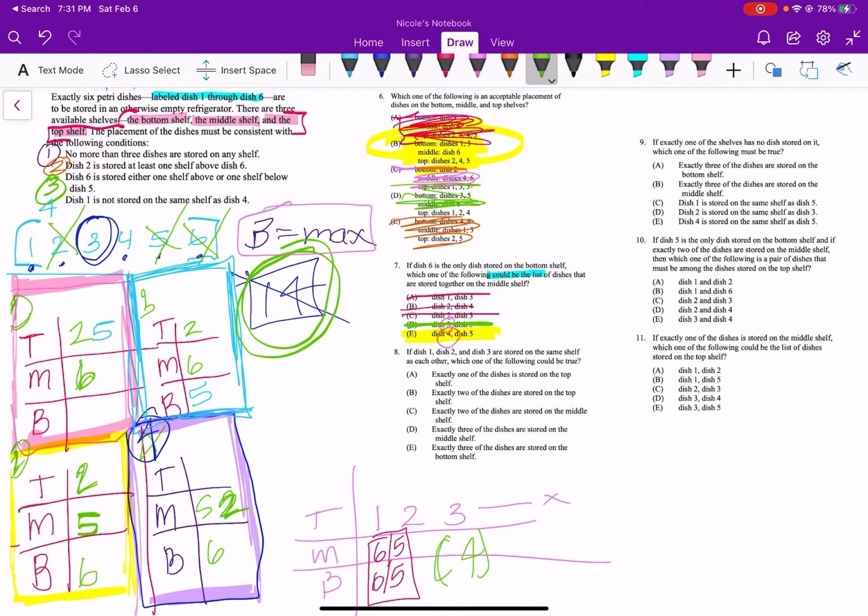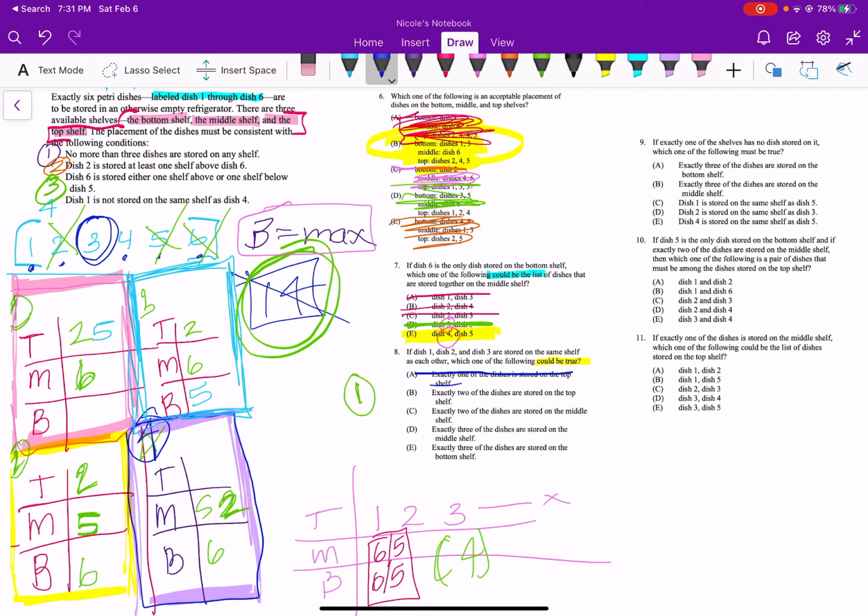So this is a could be true question. So that means that 4 of our answer choices, it's saying which of the following could be true. So only one of these could actually happen. The other 4 could not. So if it could not happen, we want to cross it off. So A says exactly one of the dishes is stored on the top shelf. Well, that could not be true because we know that there has to be 3 on the top shelf. So I'm going to go ahead and cross off A.